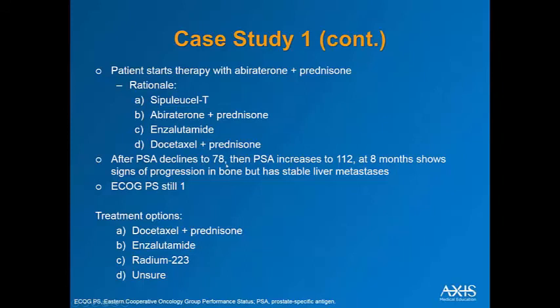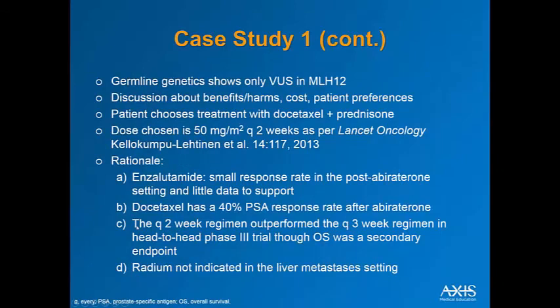So he goes on Abi-Enza, PSA declines to about 78 or so, then he begins to increase. At 8 months, he's beginning to have radiographic progression in the bone, but he's got stable liver mets. ECOG performance status still 1, so now you've got a patient who's progressed on the Abi-Pred and is going to need another therapy. So what do you do now? Docetaxel, enzalutamide, radium, and I can tell you when we begin to look at this that the docetaxel looks like a good option. By the way, now we get our germline genetics back, because remember I did that at the beginning. This is a metastatic CRPC patient.